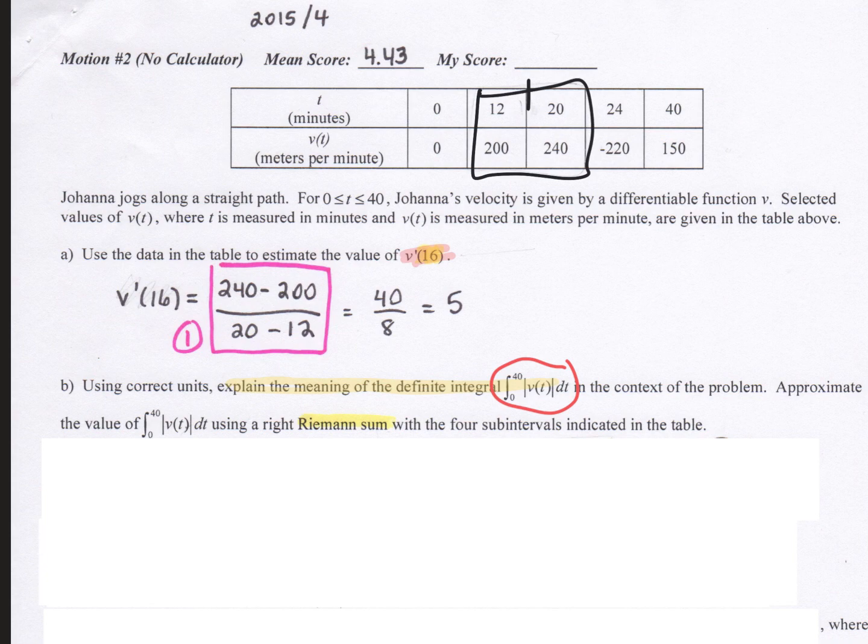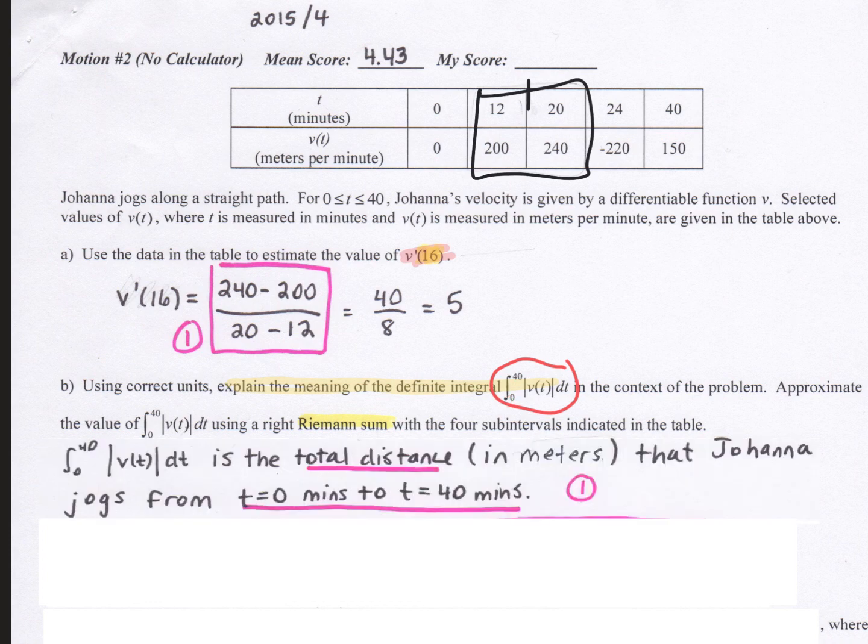And the final part is to say what the limits mean in the context of the problem. So 0 to 40 is just her time interval in minutes. Putting all that together gives us this explanation. The important part for you to say is a total distance in meters and that time interval from 0 to 40 minutes. You have to have all 3 components to earn this 1 point.